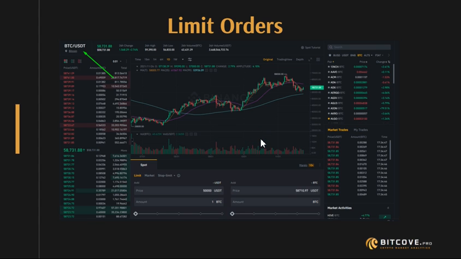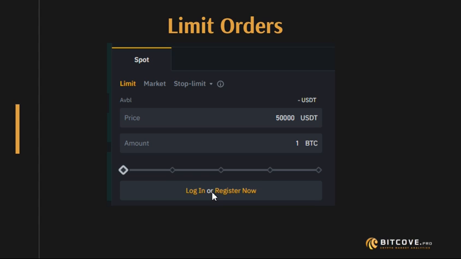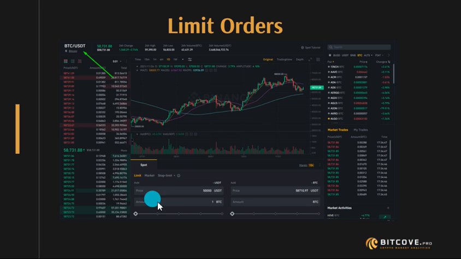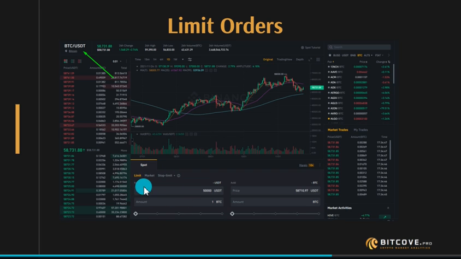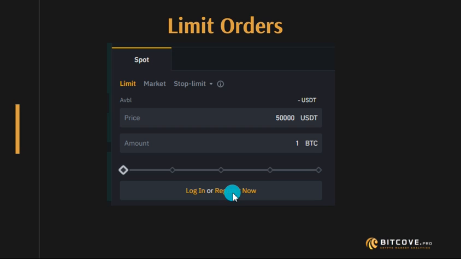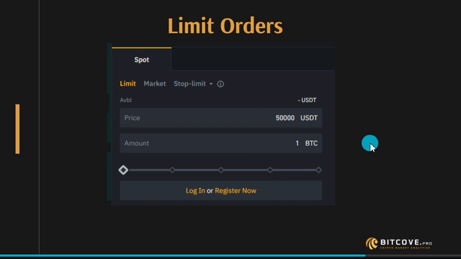So what are limit orders? Limit orders are here. We have an example of Binance exchange. This is the BTC USDT chart. This is where we put our limit orders on Binance exchange, which I really recommend and I use personally. And I'm going to show you right here. We choose limit order right here, and this is what we see.